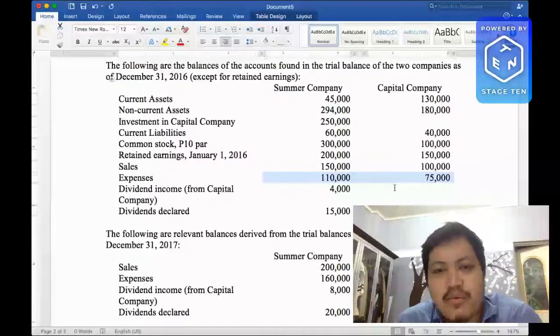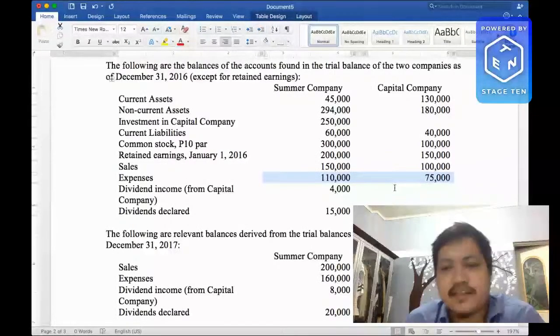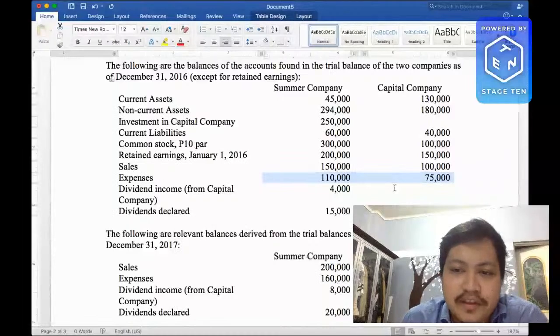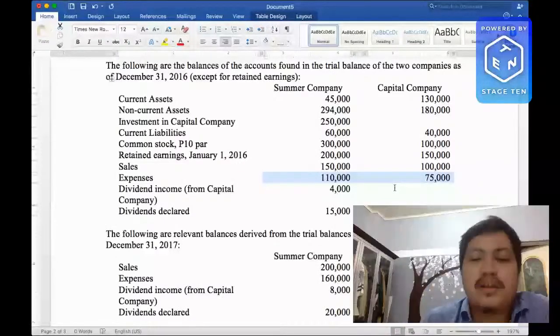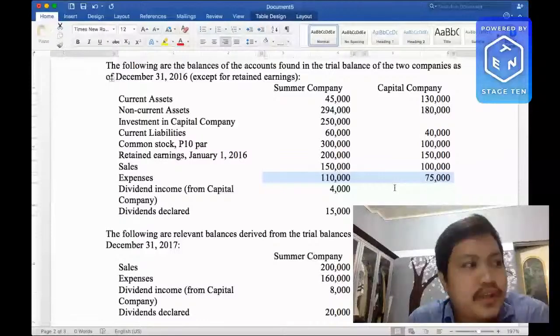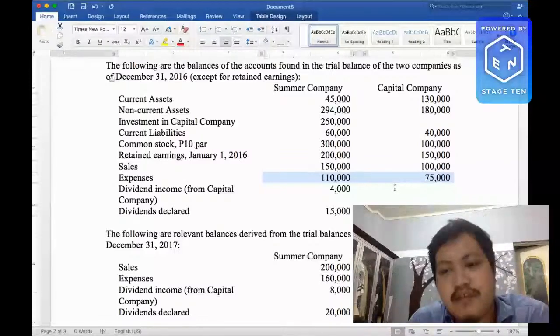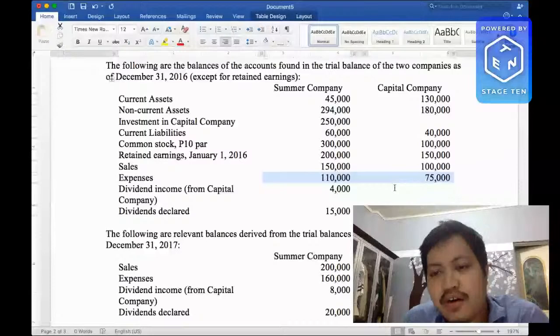But again, what's the source of this 6,000? Out of the 75,000 expenses of the subsidiary, it includes depreciation expense related to an equipment with a book value of 40,000. 40,000 divided by 10 years, you will have 4,000. So that means out of the 75, it includes depreciation expense in the amount of 4,000. But the consolidated entity does not agree that the depreciation expense is only 4,000.